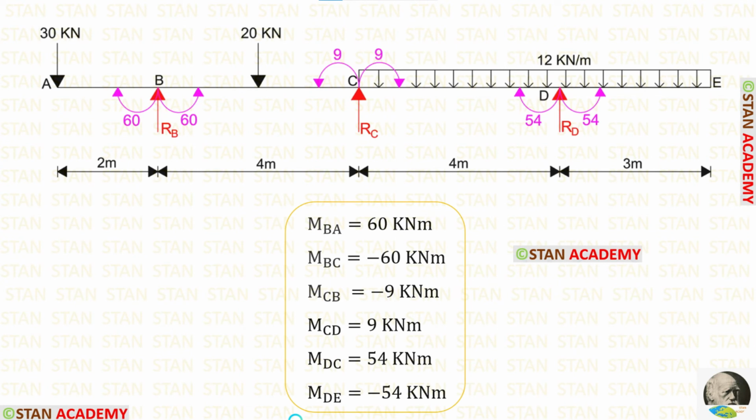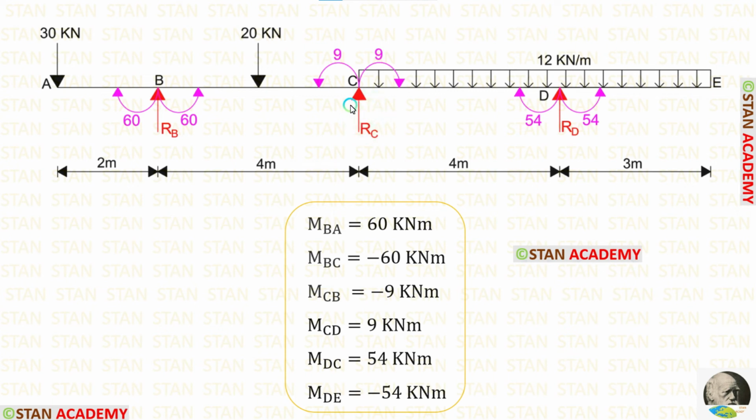In this analysis, we have calculated all of the moments. For MCB, we got a negative value. That means MCB is acting in the anti-clockwise direction. For MCD, we got a positive value. That means it is acting in the clockwise direction.